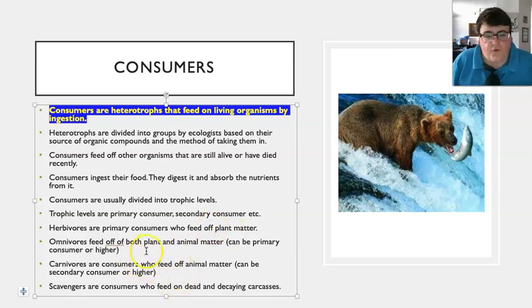Okay, omnivores on the other hand, these are consumers that are going to eat both plant and animal matter. This means that they can be classified as a primary consumer if they're eating plant matter, or they could be higher if they're eating animal matter because they're feeding on the primary consumer or higher. Okay. Carnivores, on the other hand, are consumers that are feeding off animal matter, and they have to be secondary consumer or higher because they're eating only another consumer. Okay. Scavengers are a different type of consumer. They feed on dead and decaying carcasses.